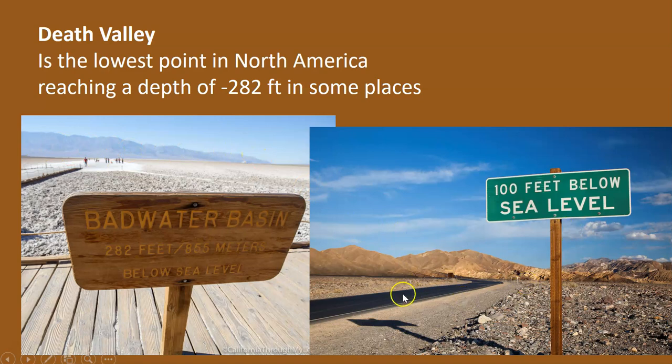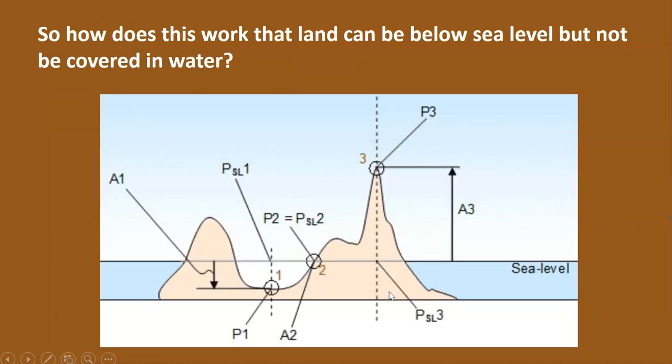Okay, this is also at the same place, Death Valley, but this is a part where it's just 100 feet below sea level. So you might be asking yourself, how does this work? That land can be below sea level but not be covered in water. So look at this topography. You see the sea over here, and then you see a mountain that is holding back the water. A mountain could be holding back the ocean, or it could be holding back a lake, and then on the other side of this mountain, there's this valley.